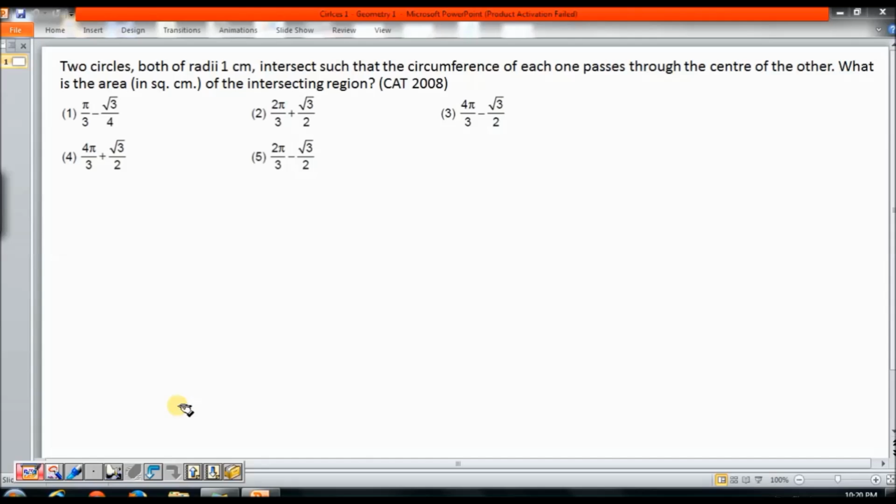So the question goes like this. Two circles, both of radii 1 centimeter, intersect such that the circumference of each one passes through the center of the other. What is the area in square centimeter of the intersecting region?